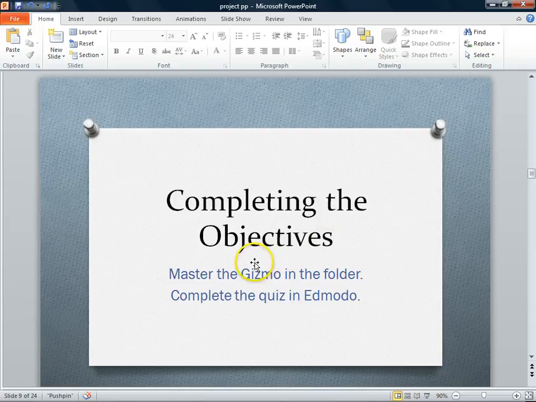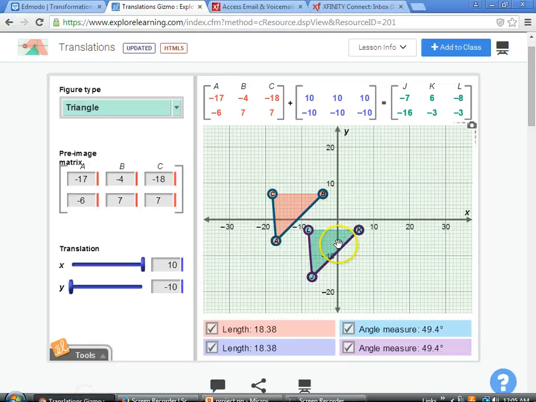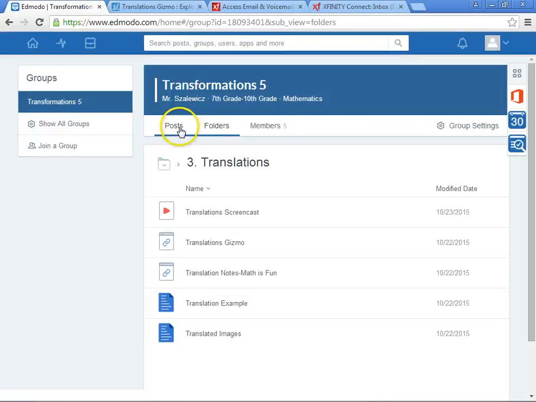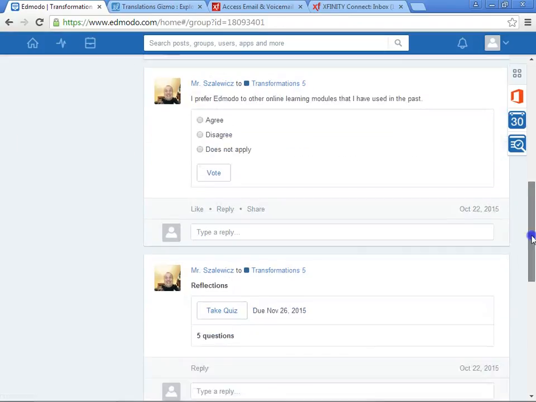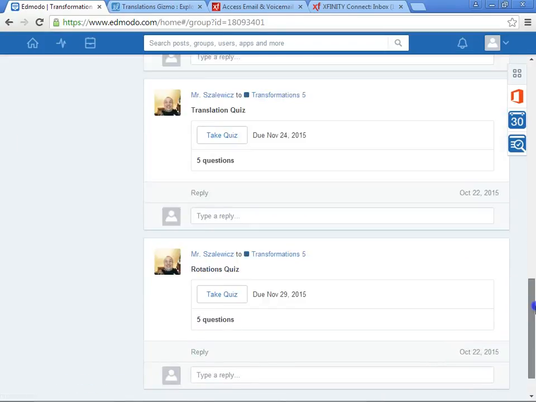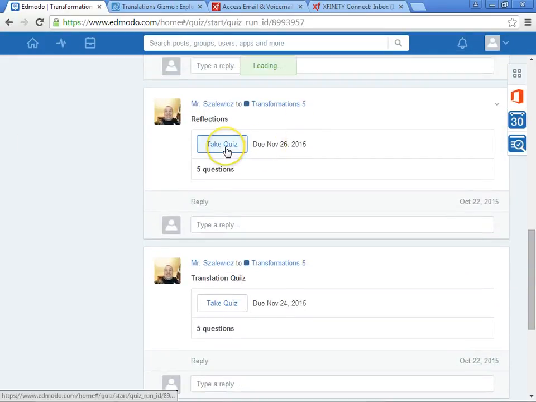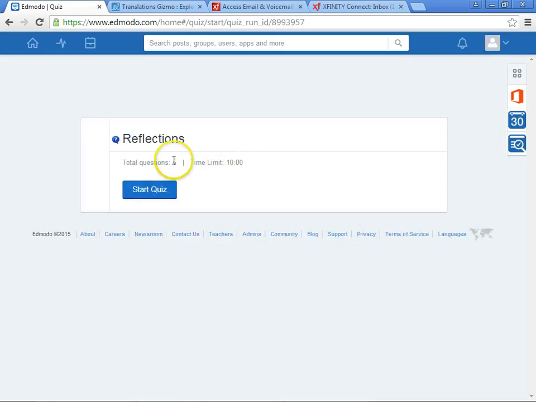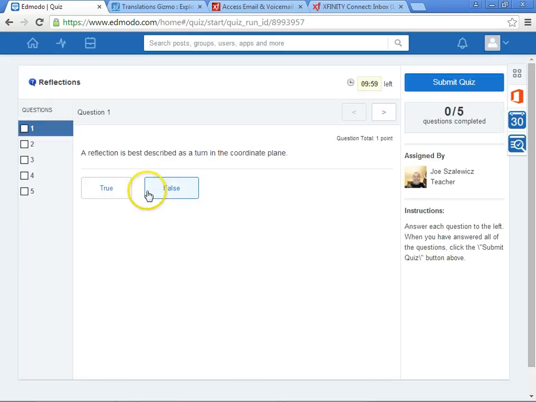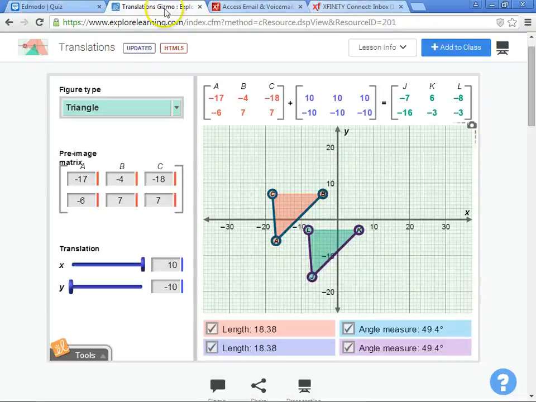Completing the objectives, we mastered our gizmo. If the 5 minutes isn't enough, like I said, registering for a free trial was quick and easy. And we have a reflections quiz, and I'll just show you where that is real quick, and you can take it. If you go back into the post section, that's where the quizzes show up. Go down to the reflections quiz and take the quiz. It's 5 questions, 10-minute time limit. Some true and false questions, and once you complete it, you are done with this section, and you've completed section 3.